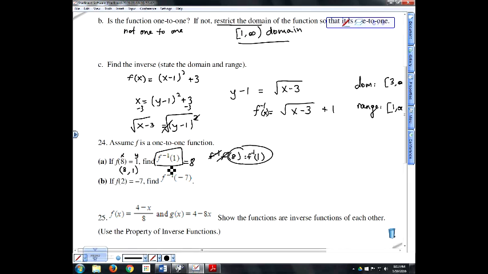They're asking us what's going to happen in the inverse. Well, in the inverse, you switch the place of x and y, so we have the point 1, 8. So if the x value is 1, the y value is going to be 8. Similar argument here. If we have the point 2, -7 in the original function, then in the inverse function we're going to have the point -7, 2. So f inverse of -7 is equal to 2.